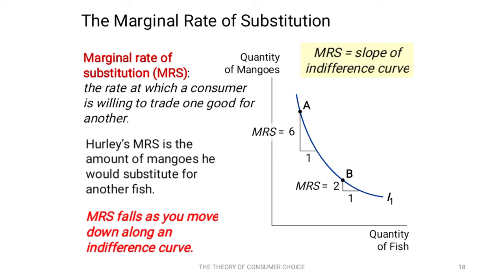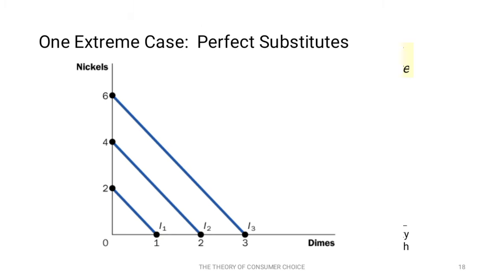But at every point it might have a different one, because the curve is not a straight line. It doesn't have a constant slope, unlike the normal demand curves that we know. So MRS falls as you move down along the indifference curve, which is true, and you can prove it with the nature of the curve.